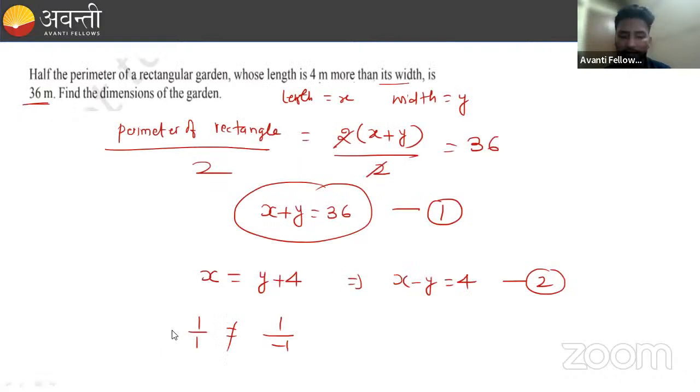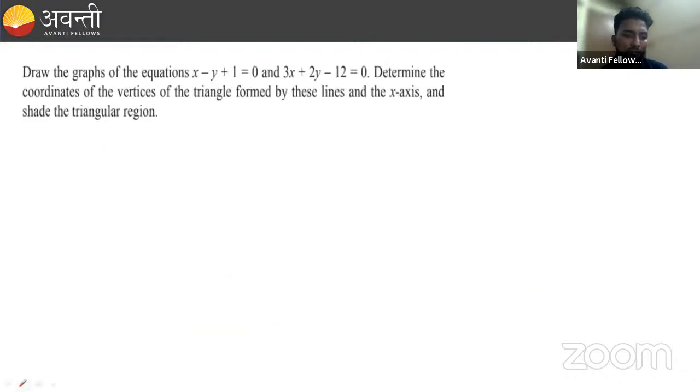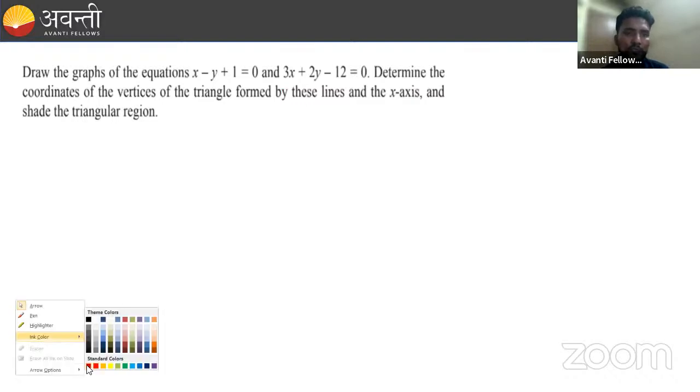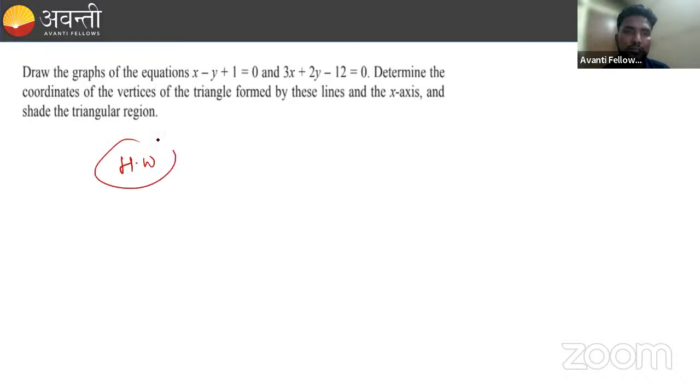I hope all these things are clear to all of you. Now you can take this as homework. There are two equations. You just have to draw the graph and find the coordinates of the vertices of the triangle formed by these lines and the x-axis. You already know what the x-axis and y-axis are. Plot the graph, see whether a triangle is forming or not, and then find the coordinates of the vertices of the triangle.